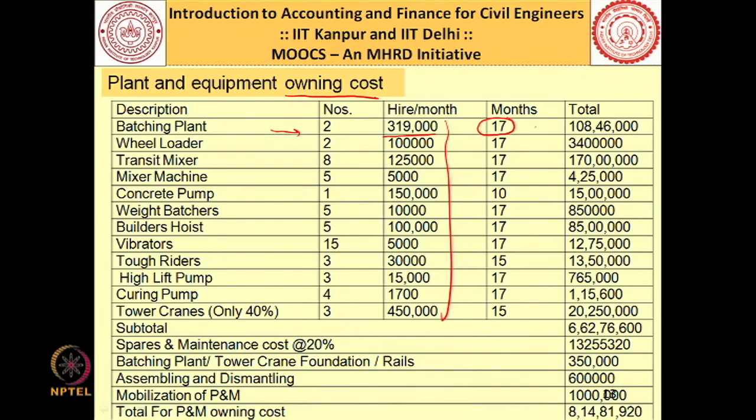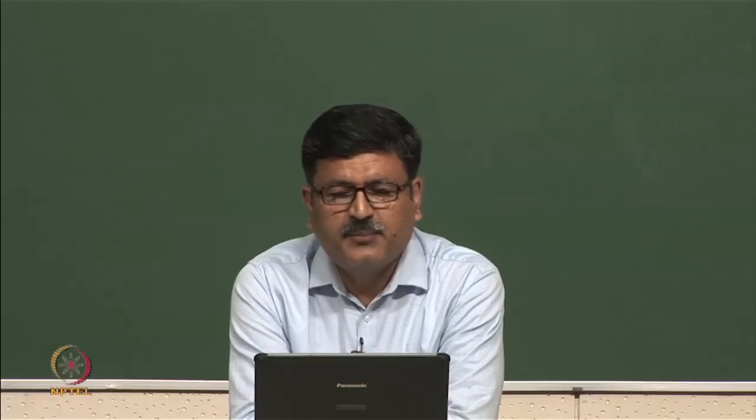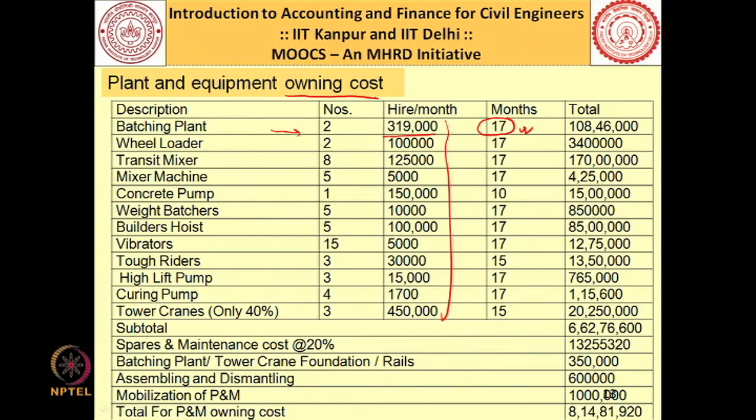Why 17? Although you know that concreting operation is going to last only for 16 months, 1 month I have kept for, let us say, mobilization, demobilization. I am keeping some extra cushion. You can keep it 18 also, I am not going to debate that, but the idea is you have to have sufficient cushion so that in case you are supposed to be staying longer, you do not make losses.